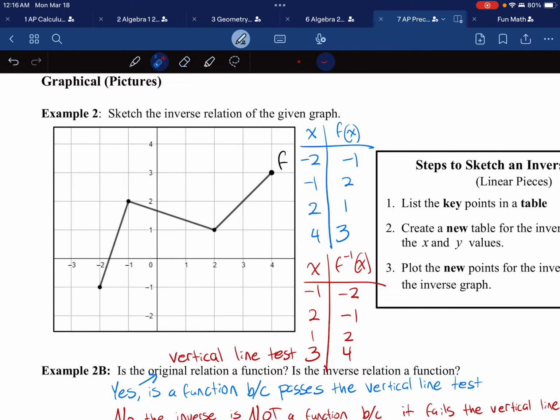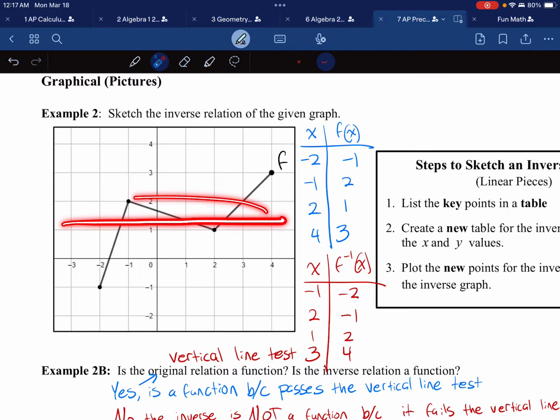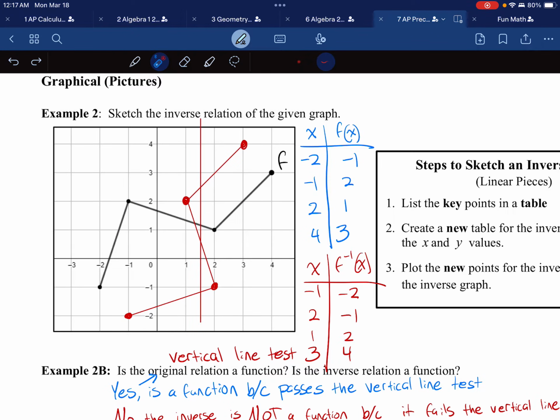The vertical line test made a line and was checking, does it touch any time more than once? And the answer is no. Check the horizontal line test. Horizontal line, so far so good, so far so good, so far so good. And dun, dun, dun, this line right here fails the horizontal line test. Therefore, the inverse of this function will not pass the vertical line test. So you can do a horizontal line and be like, oh, it touches 3 times. Therefore, I know it will fail the vertical line test when I take the inverse.